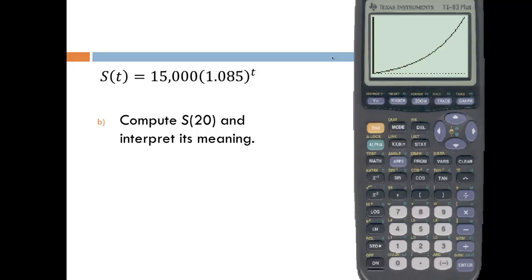Let's compute the value of s of 20 and interpret its meaning. To do this, we can just go to the trace button on our calculator, and we want to type in the number 20, and we can press enter. This tells us that after 20 weeks, the sales for this new baldness cure will be $76,680.69.